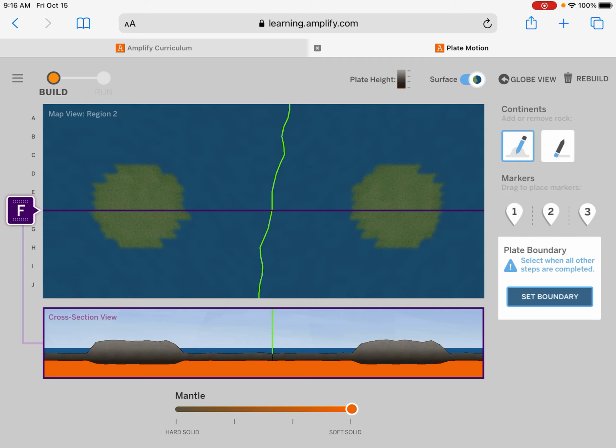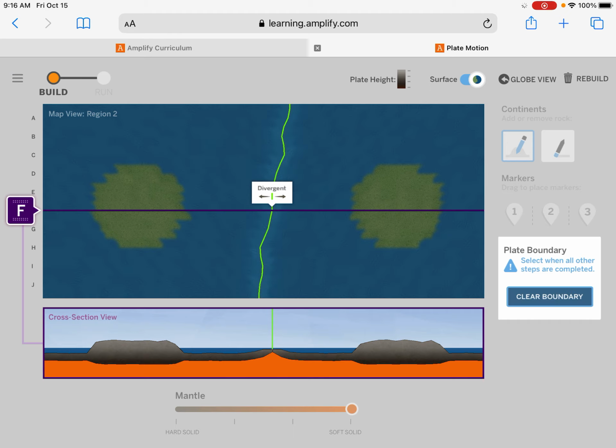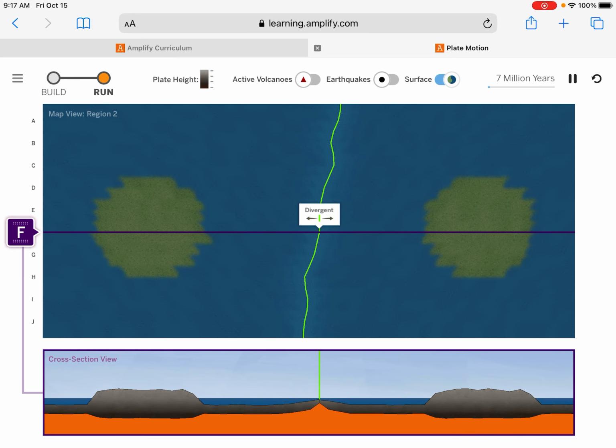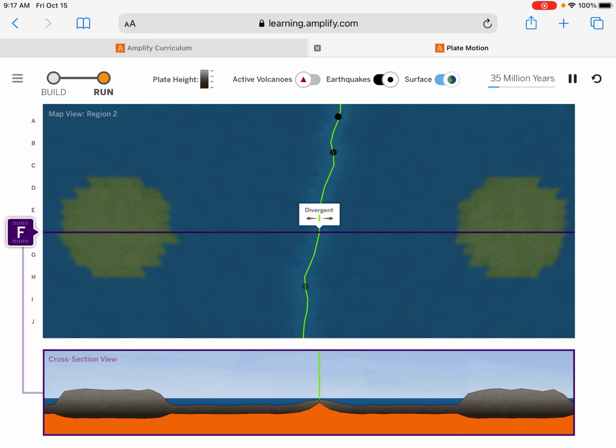We're going to go ahead and set a plate boundary. It doesn't matter what plate boundary we choose. We can do convergent or divergent. I'm just going to do divergent just because it's on the left side, whatever. And then we're going to go ahead and run it. And right after I run it, you're going to notice across the top, there's a toggle for me to put on for earthquakes. And so I'm going to do that. So you'll notice that the plate was moving first, and then we see the earthquake.